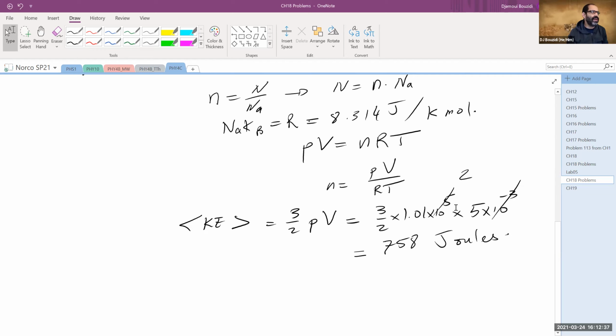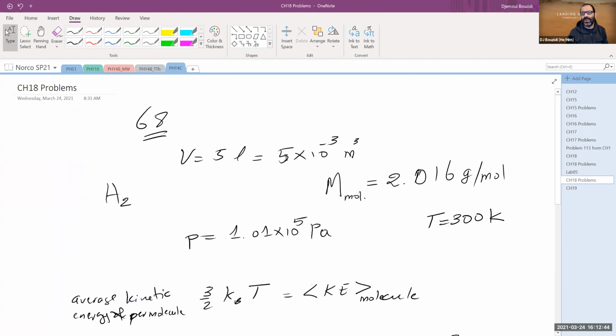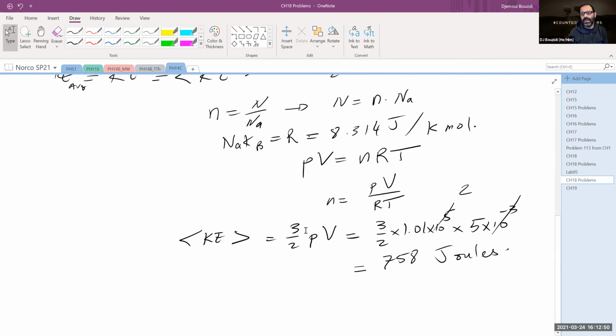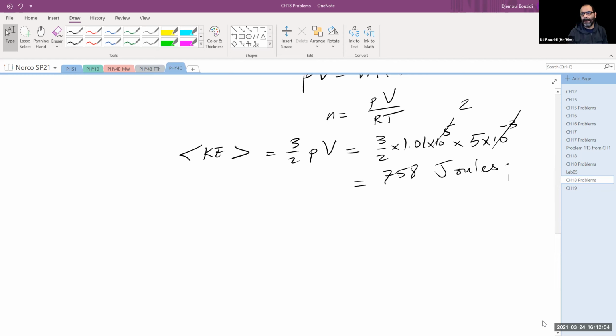Anyway, so 757.5, okay? Since we have sig figs everywhere, this is 5.00 actually. This is at a known temperature, room temperature, and this is the atmospheric pressure. So this is how many joules we have for the entire gas, okay? So that's fine. So that's part A.